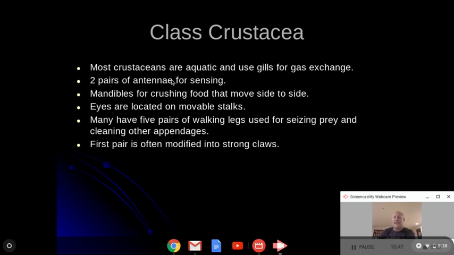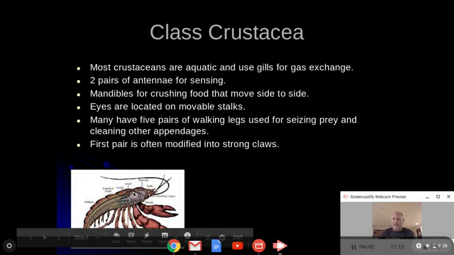They're using these to sense vibrations in the water and food and movement and things like that. Using mandibles, which would be modified chelicera or modified jaws, to crush their food. They do have eyes. Again, we talk about centralization and the nervous system getting more and more complex. These guys have eyes on movable stalks. 5 pairs of walking legs for seizing prey and cleaning their appendages. And the first pair is often modified into strong claws.